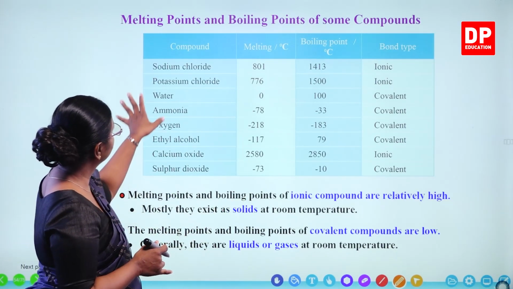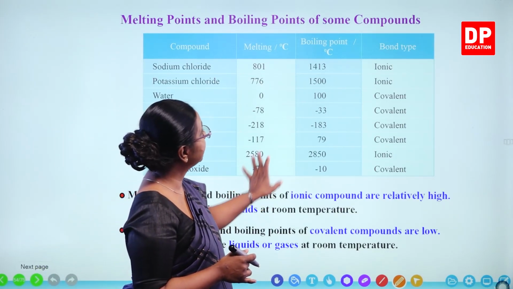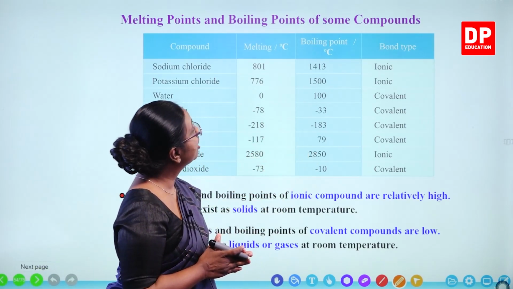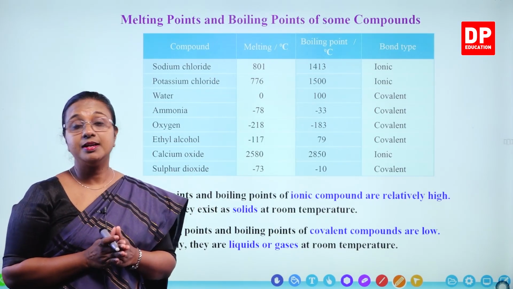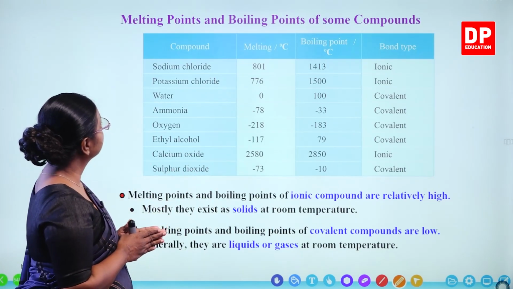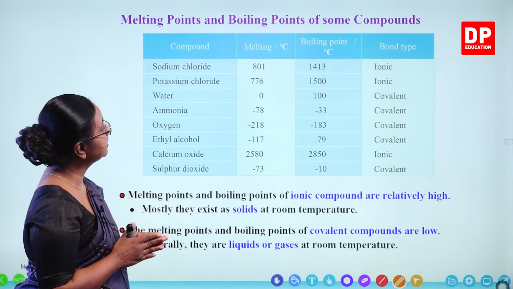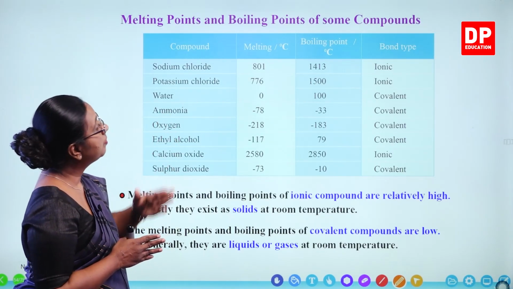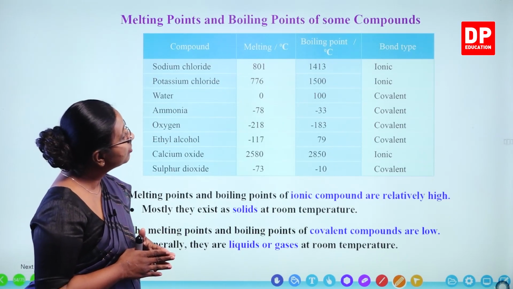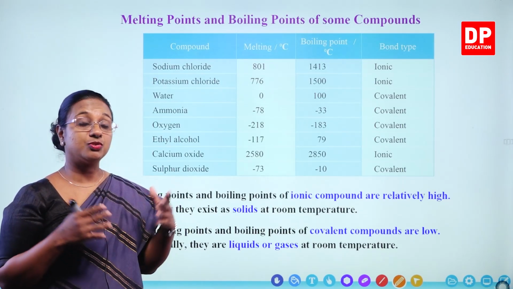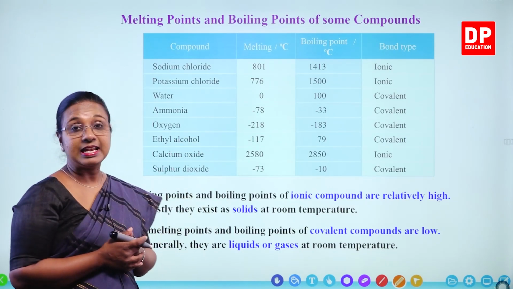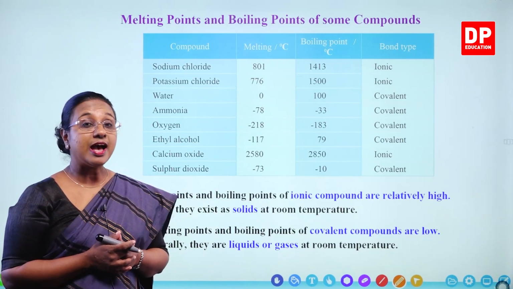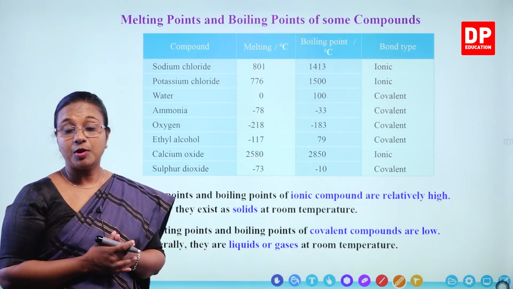So in this, you have the compound, the melting point in degrees Celsius, boiling point in degrees Celsius, and the bond type. So the first one, sodium chloride, melting point 801, boiling point 1413. So obviously it's a solid at room temperature. It is an ionic bond. So there the melting point and boiling point are high.